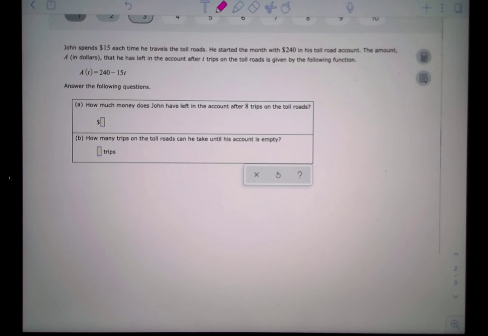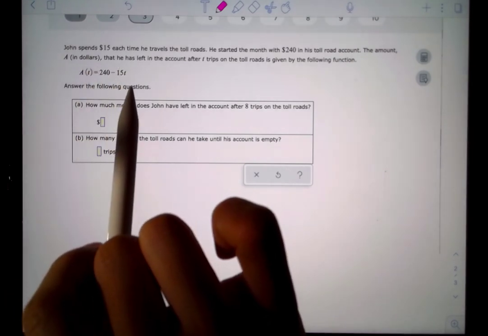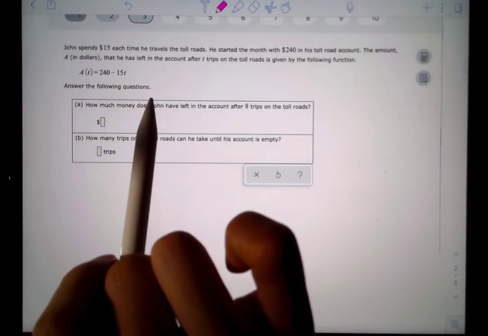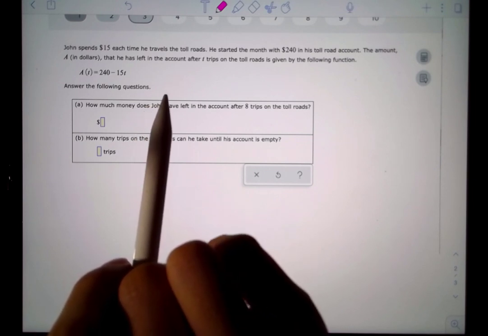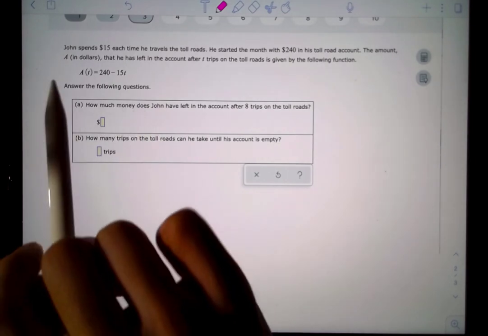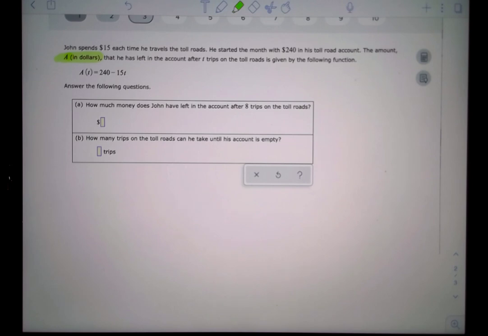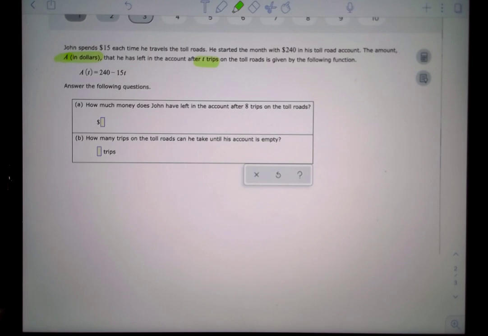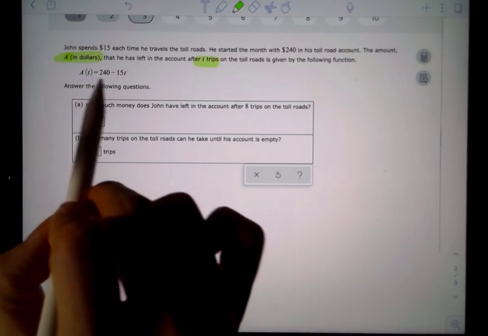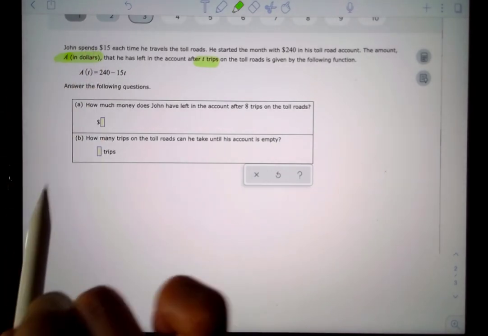Okay, the last problem. So this one, John spends $15 each time he travels the toll roads. He started the month with $240 in his toll road account. The amount A in dollars, so that's the money that he has left in the account after T trips on the toll road, is given by the following function. So from 240, each time he spent $15, so you get this function.